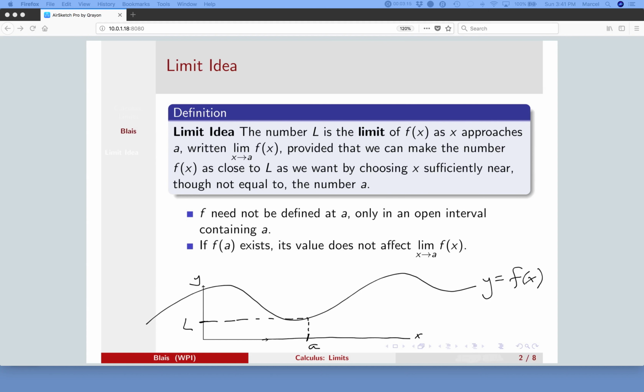Roughly speaking, what this is saying is if we want to get as close to L as we want, so let's just say that there's some small window around L. So we want to get within this band of L. And we can draw this as a band horizontally. We want to get as close to L as we want, and that's depicted again by this blue band down here.